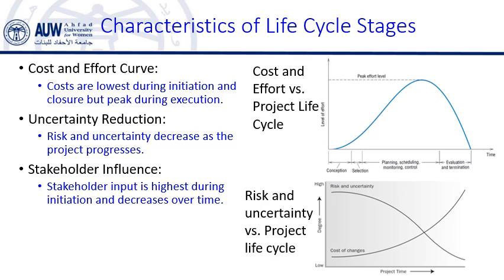In the execution phase, uncertainty decreases as the project moves forward. It may still arise due to unforeseen issues such as resource shortages, technical failure, or changes in the external environment. The project team must adapt and adjust to these challenges very fast.